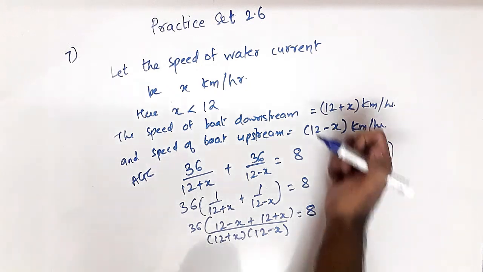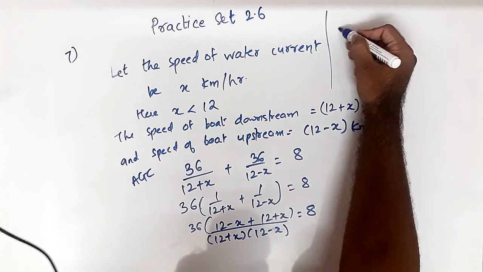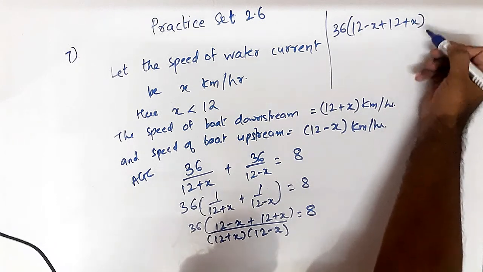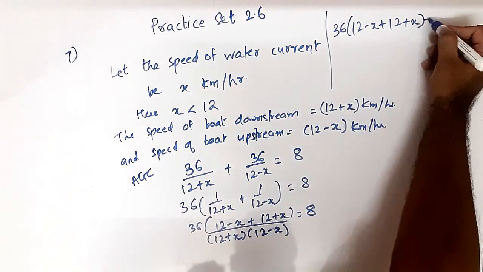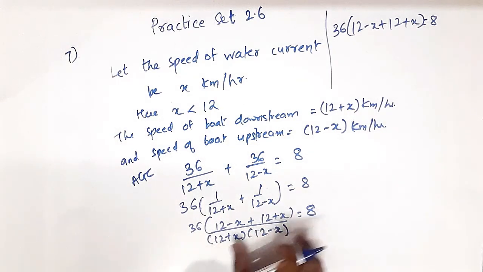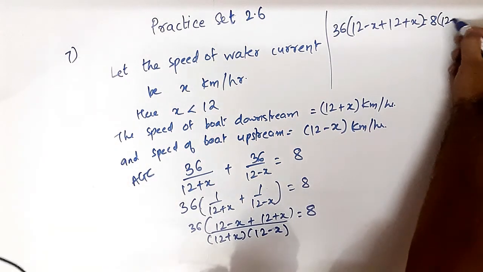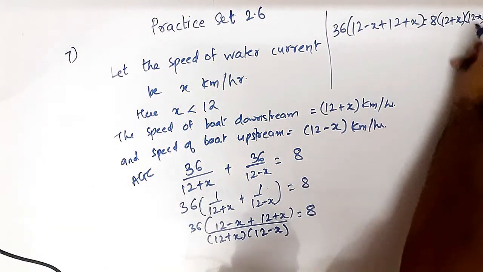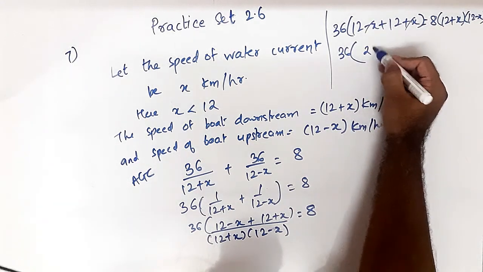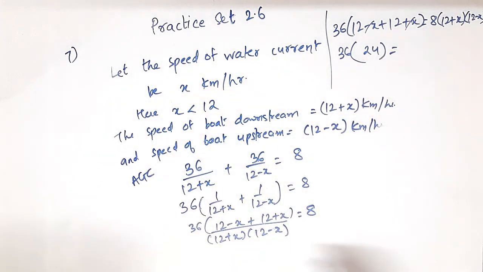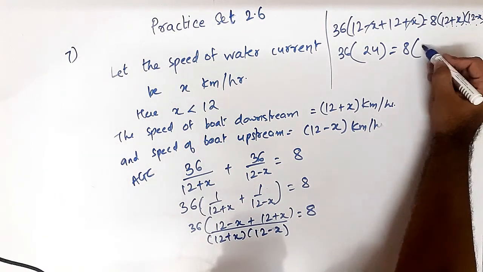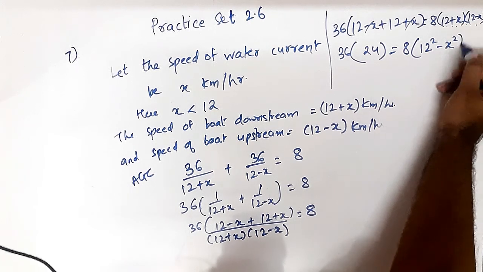Now if you see, this 36 I am multiplying with the bracket 12 minus x plus 12 plus x, and here 8 will be multiplied by this bracket, because this is how we will cross multiply. So it is 12 plus x bracket 12 minus x. If you see this, minus x plus x will get cancelled, this will become 24. And 8 bracket, this is a plus b, a minus b, so a square minus b square.